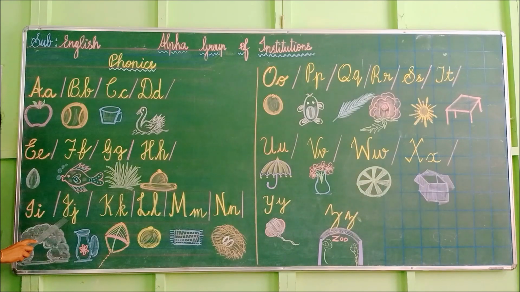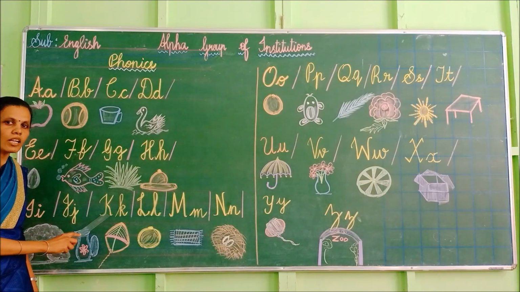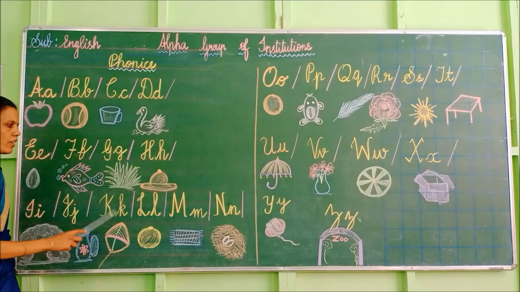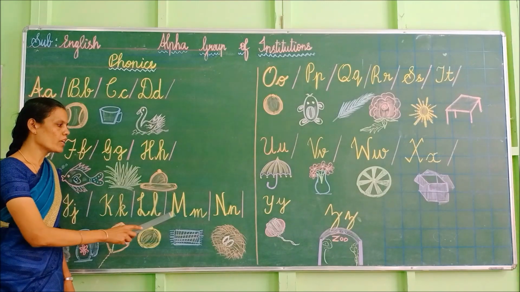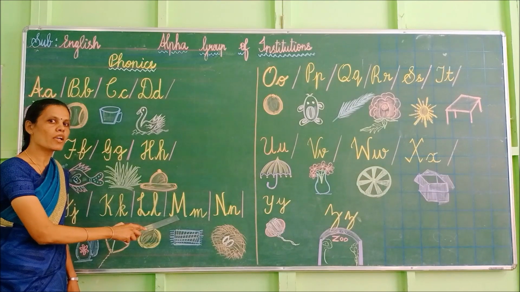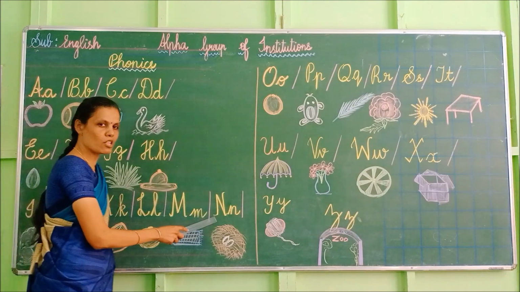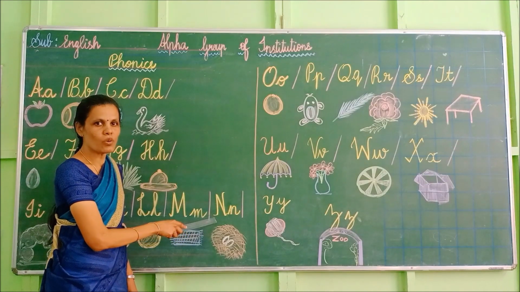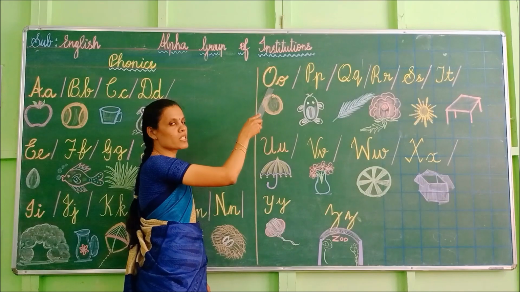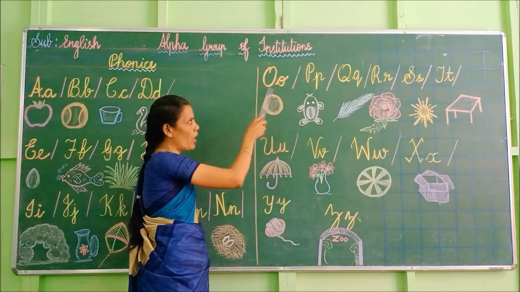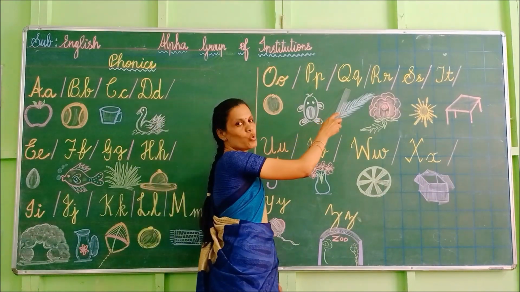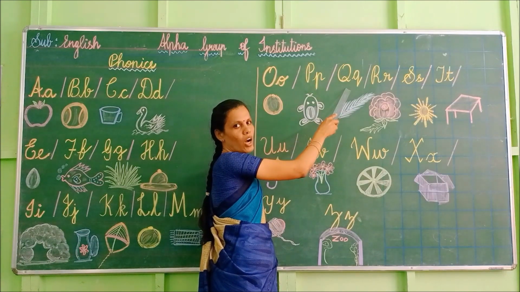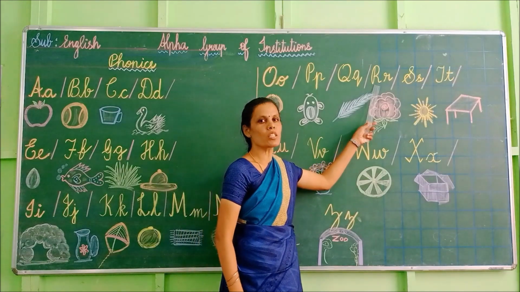J sounds J. K sounds K. L sounds L. M sounds M. N sounds N. O sounds O. P sounds P. Q sounds Q. R sounds R.